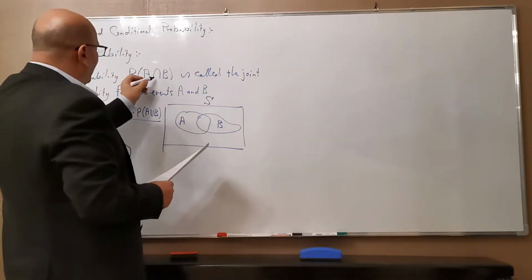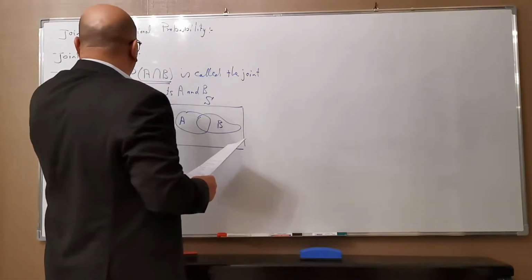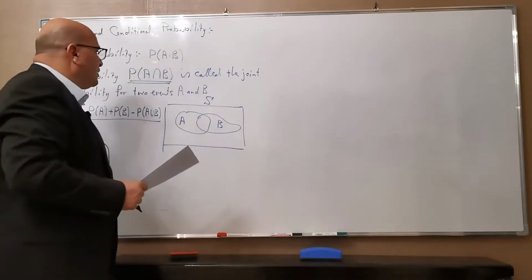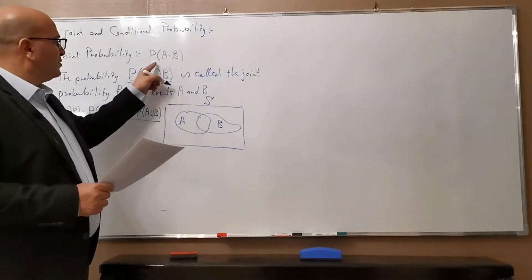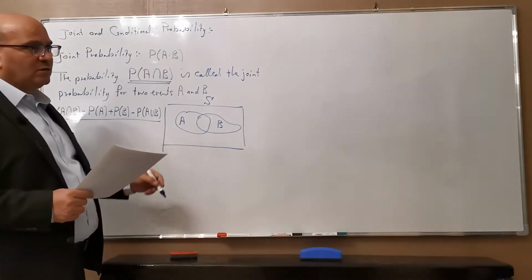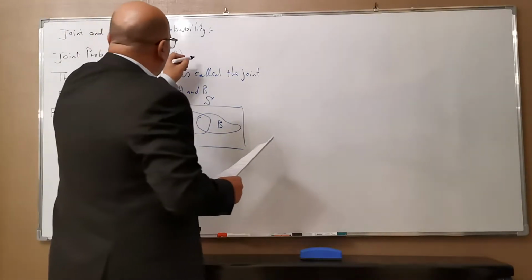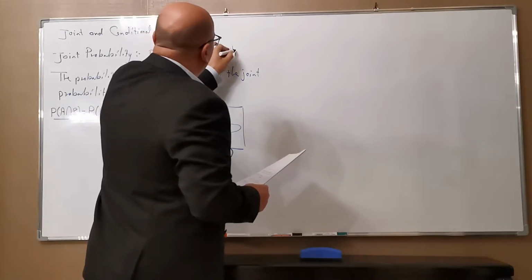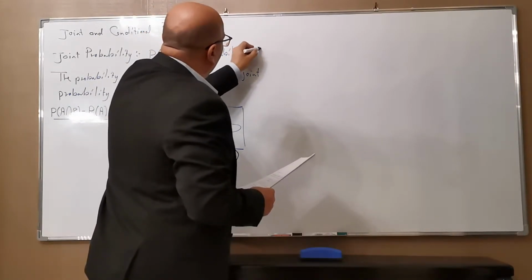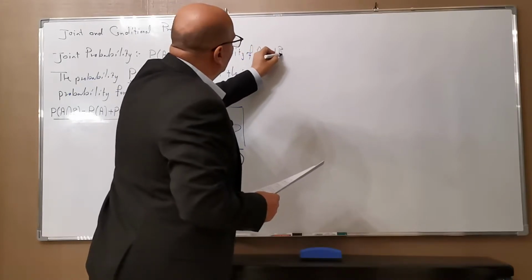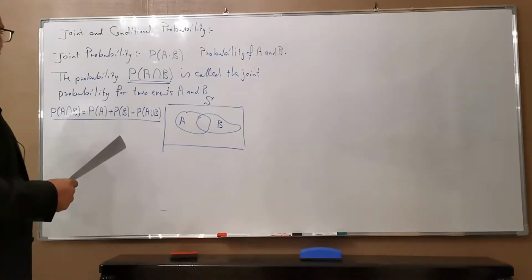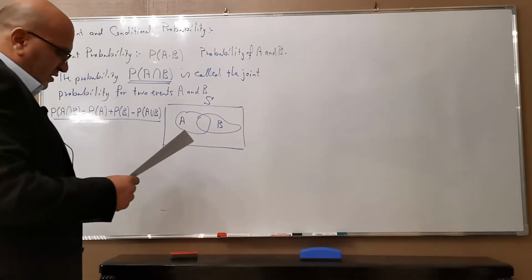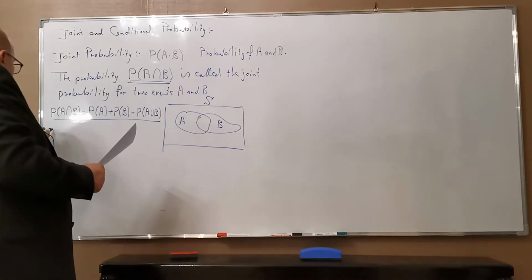Sometimes in some books you will find this notation written as probability of A dot B. So this is an AND operation. Instead of the intersection symbol, they use the dot, which means that this is the probability of A and B. Okay, so sometimes you will see this in some books.